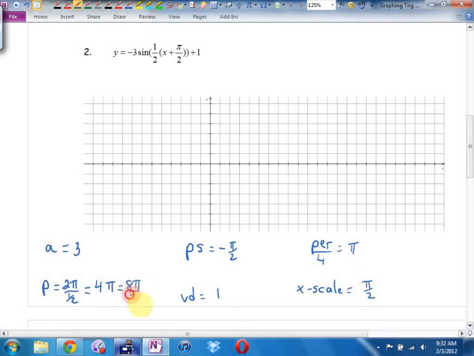Now, let's label our x scale. How about 2 pi by 2, 4 pi by 2, 6 pi by 2, and let's go backwards, negative 2 pi by 2. I'll add more if I need to. That's enough that I can count successfully, I think. What was the next thing I did? Okay. Looks like our y scale is going to go up by 1s, so I'm going to put a little 1 right there. Vertical displacement.